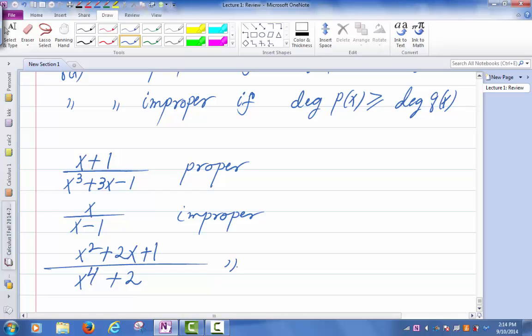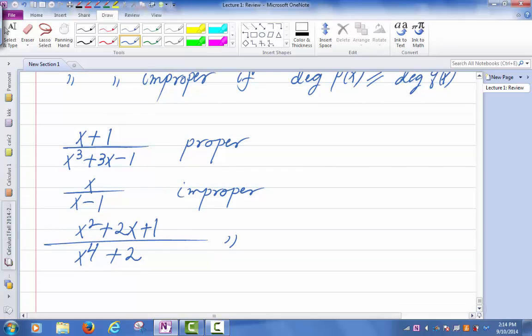Okay, again, it just means the degree in the numerator larger than the degree of the denominator is improper. Degree in the numerator smaller than the degree in the denominator is proper. Okay. Any questions on that?